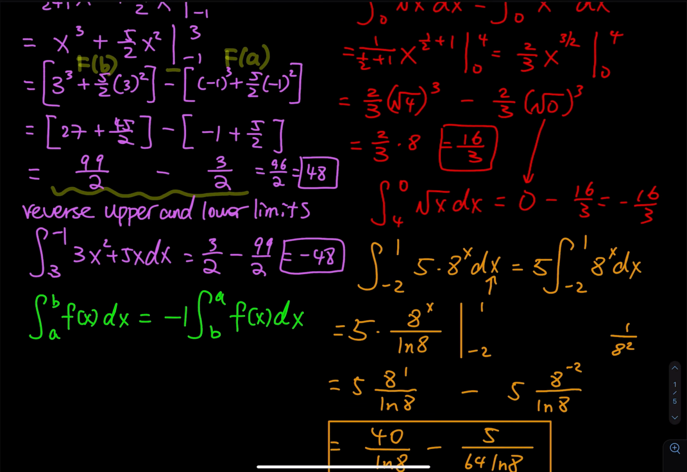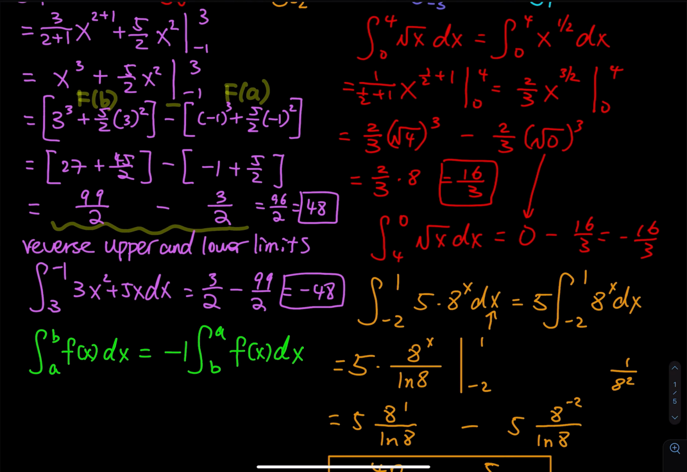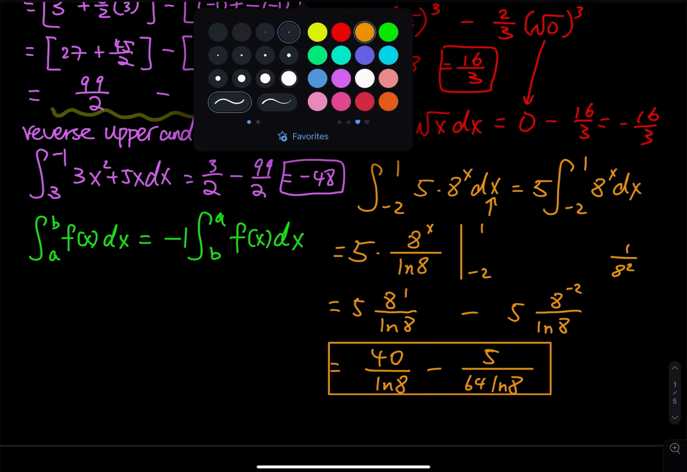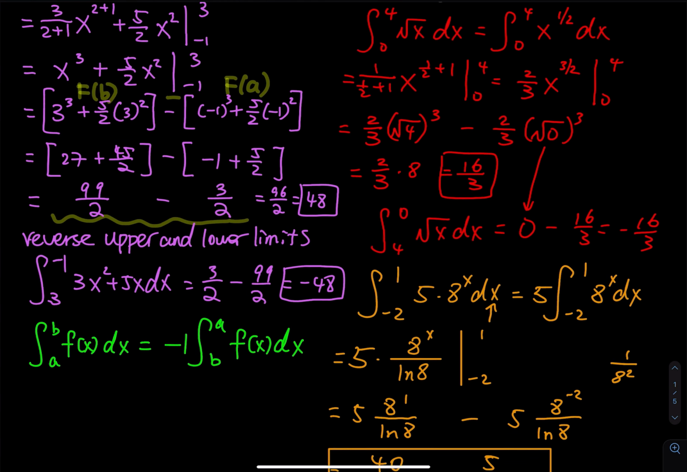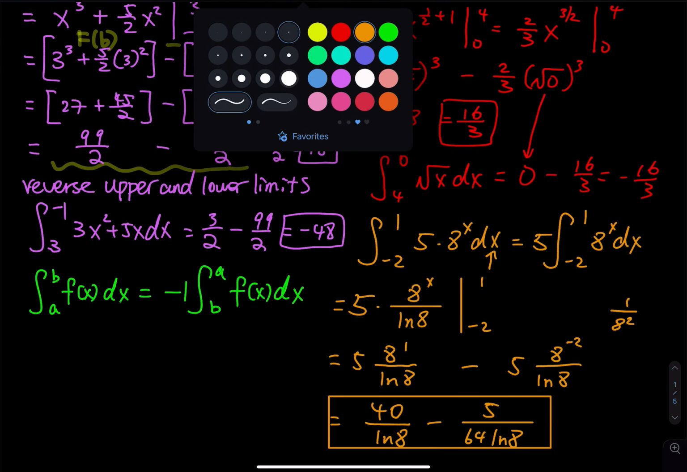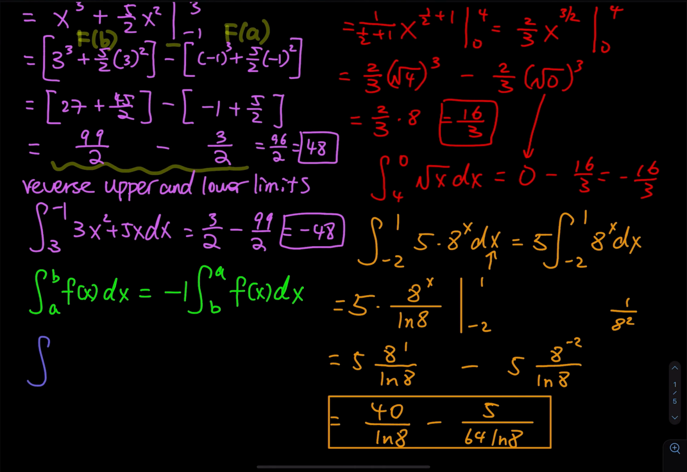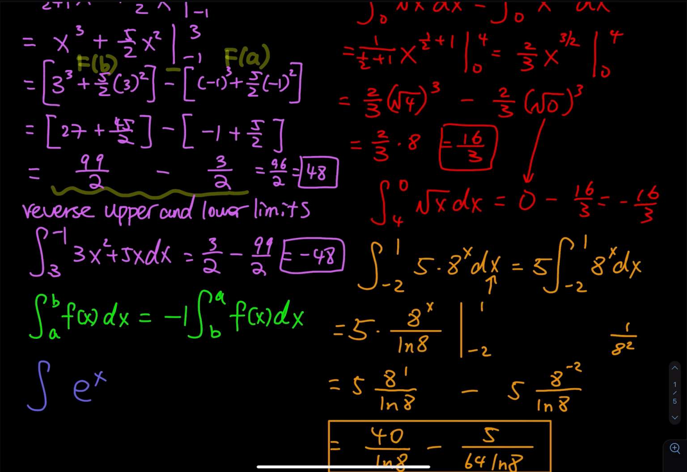So what's the next one? The next one is e to the x. What color did I use? I used purple. Okay, so this is the integral of e to the x, where x goes from, I believe, negative 3 to 4, right? So negative 3 to 4, and then dx, the antiderivative of e to the x.